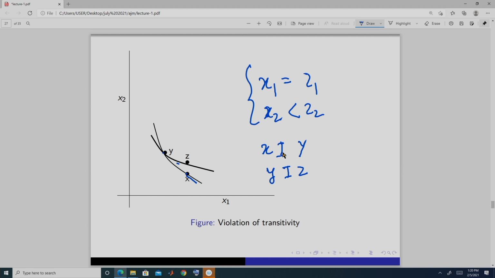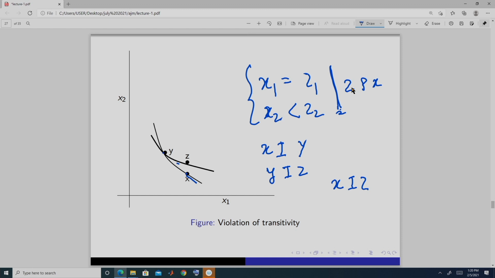So apply transitivity, and you will get that I should be indifferent between z and x, right? But we have this. So from here we know that z is preferred over x. So we get a contradiction.